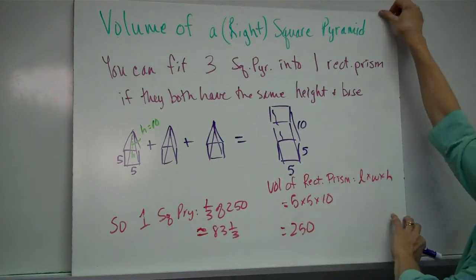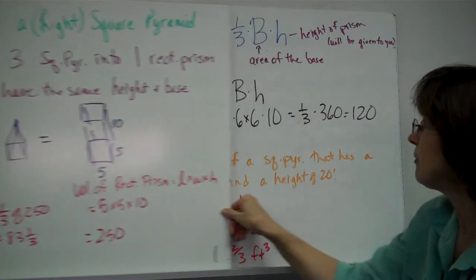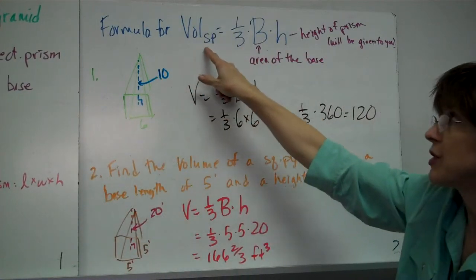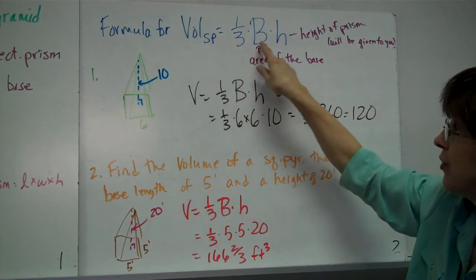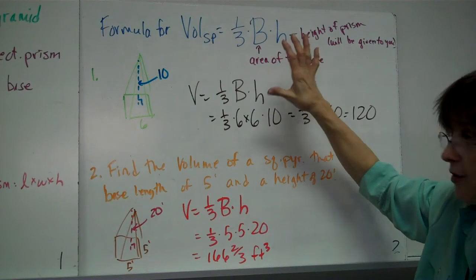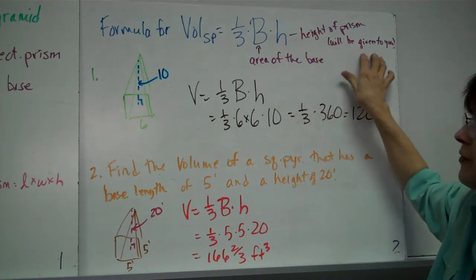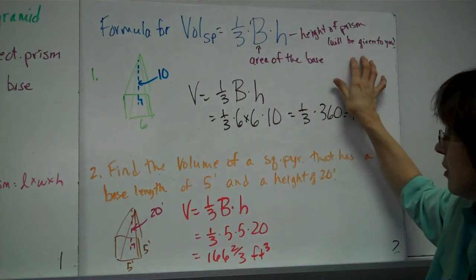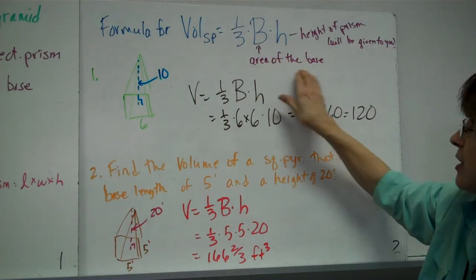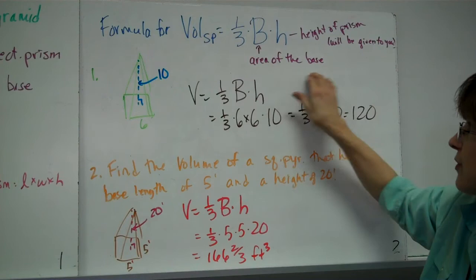Let me show you the actual formula for it. It's kind of cool. The formula for the volume of a square pyramid is 1/3 the area of the base, capital B, times the height of the prism. The height will be given to you in most of the problems, pretty much all of them, unless we give you everything else and you have to find the height, which will be just as easy. The capital B stands for the area of the base.